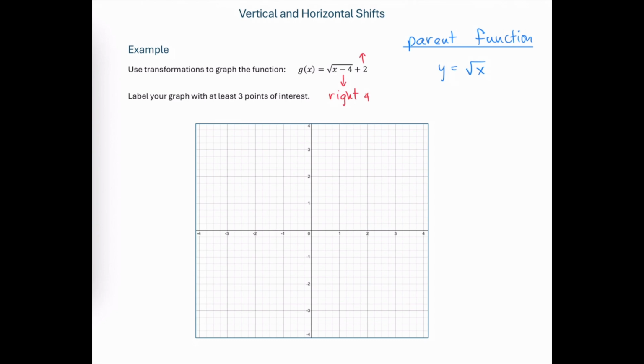The outside transformations are logical, and it affects the graph vertically, so this plus 2 is going to take the graph up 2 units. So we'll be shifting right 4 and shifting up 2. And if the only transformations are shifts, then the order doesn't matter.